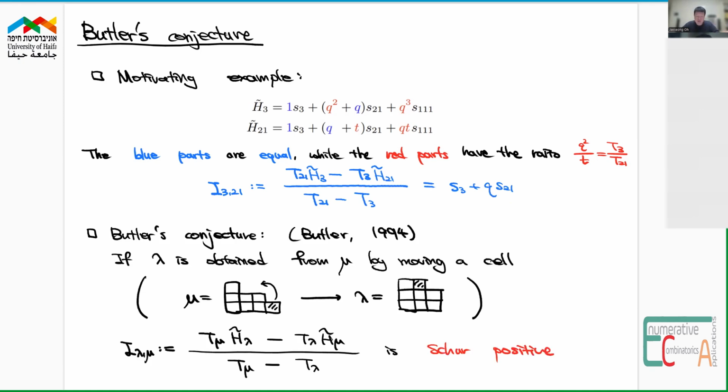But Butler's conjecture is a more general thing. Starting from two partitions, where the second partition is obtained from the first one by moving a cell, so mu and lambda are very similar partitions, you compute a similar divided difference like this, and define this as I_{lambda,mu}. What Butler conjectured in her 1994 paper is that her symmetric function I_{lambda,mu} is always Schur positive.